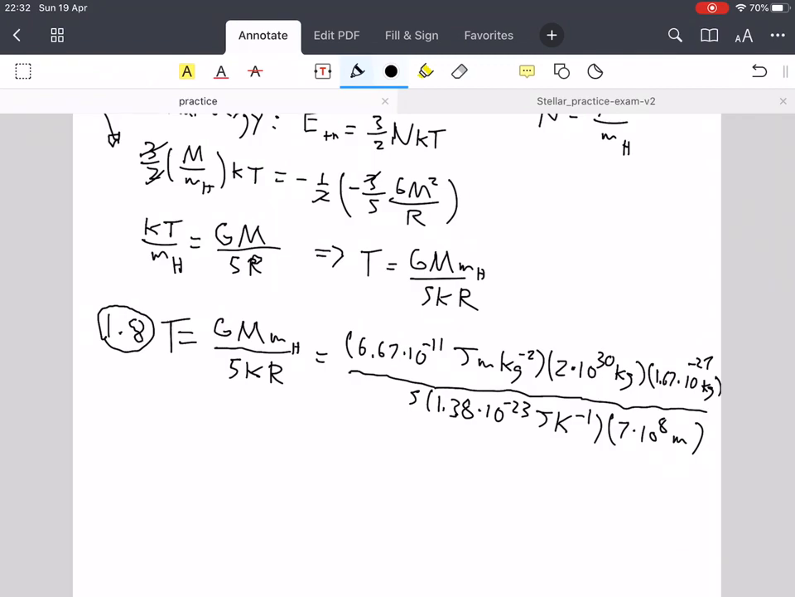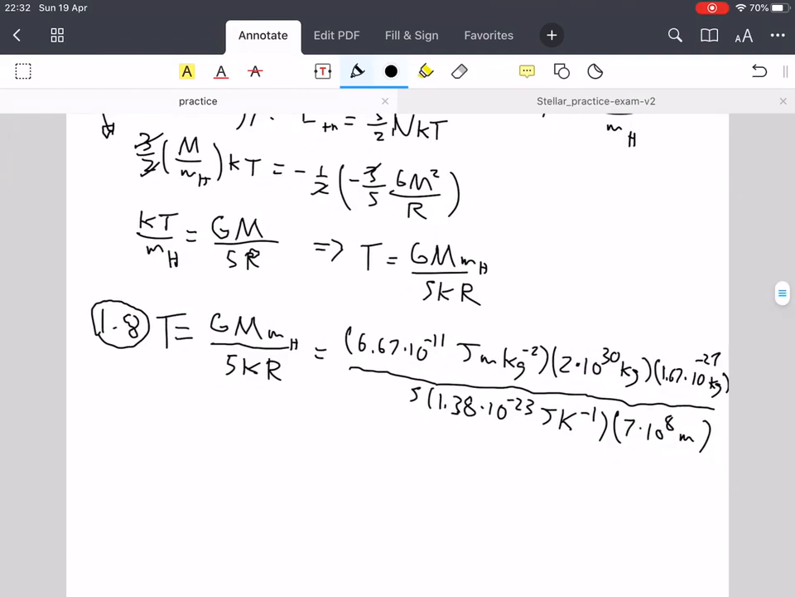All right, now we could see that the meters cancel. The kilograms also cancel, because we have kilograms times kilograms to the minus 2. And joules cancel, and then we've got the inverse of K to the minus 1, which means that we do end up with Kelvin, so that's good. And if you plug all those numbers in, you should get 4.6 times 10 to the 6 kelvins.